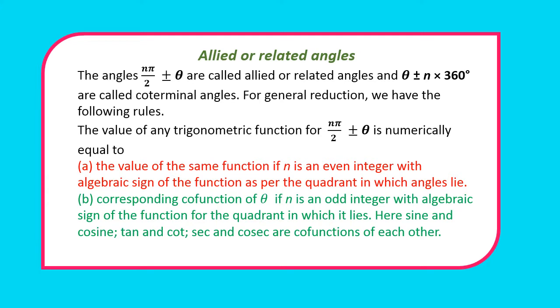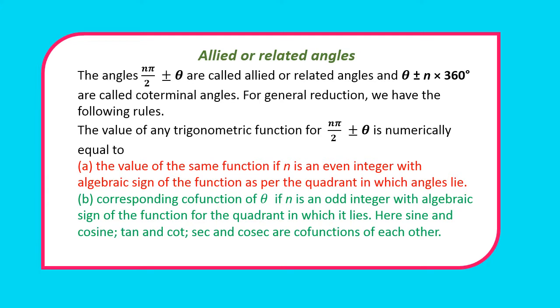Now there are a few important rules to be followed while converting angles. If the angle is written as n pi by 2 plus minus theta, where n is some odd number, that is, we have an odd multiple of pi by 2 plus minus theta, then the ratios are changed. That is, cos will be changed to sine, sine will be changed to cos, tan will be changed to cot, cot will be changed to tan, sec will be changed to cosec, and cosec will be changed to sec. Clear? If it is an odd multiple of pi by 2.